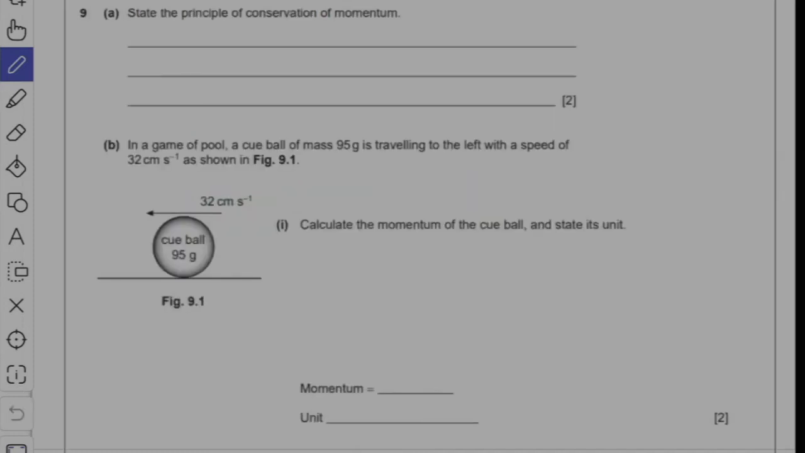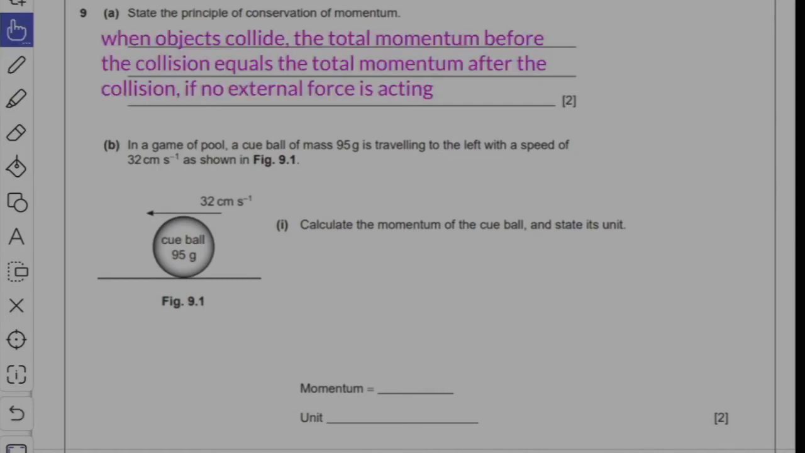Question 9 then. State the principle of conservation of momentum. Okay, again, nice for them to give you a sort of learnable thing, and this is why you should learn all your definitions, because when you learn your definitions you get all these free marks in the test. This definition is a classic. What is true and when is it true?